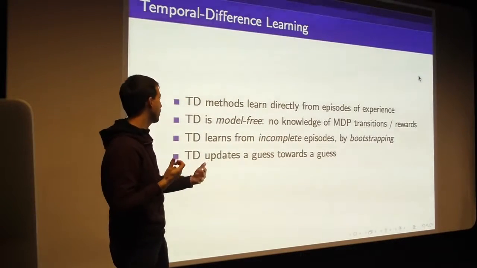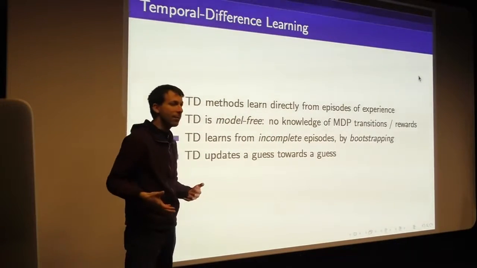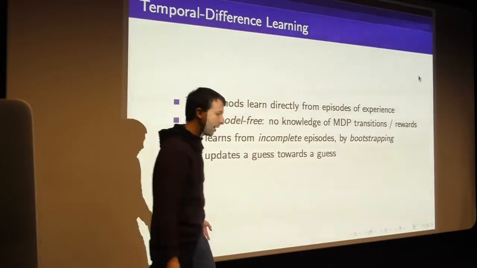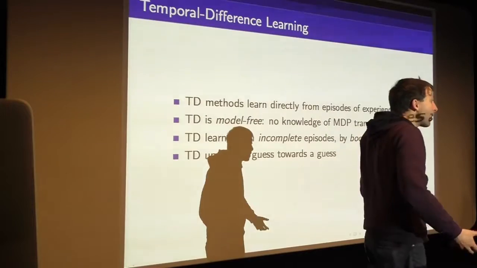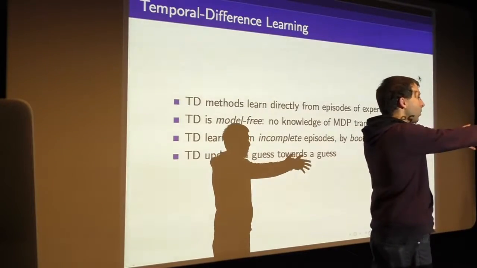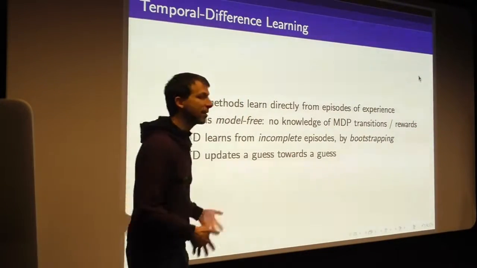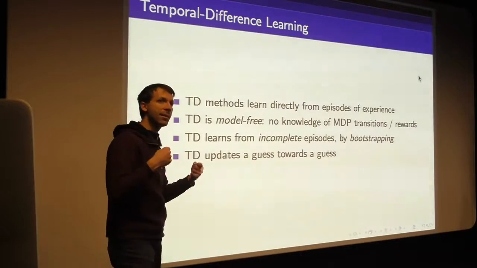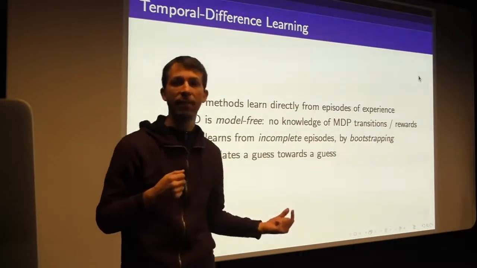We update our guess of the value function. So I'm going to start off guessing how long it's going to take me to get to the wall. I'm going to walk some number of steps. I'm going to make another guess of how long it's going to take me to get to the wall. And I'm going to update my original guess towards my subsequent guess. That idea is called bootstrapping, and that's the fundamental idea behind TD learning.